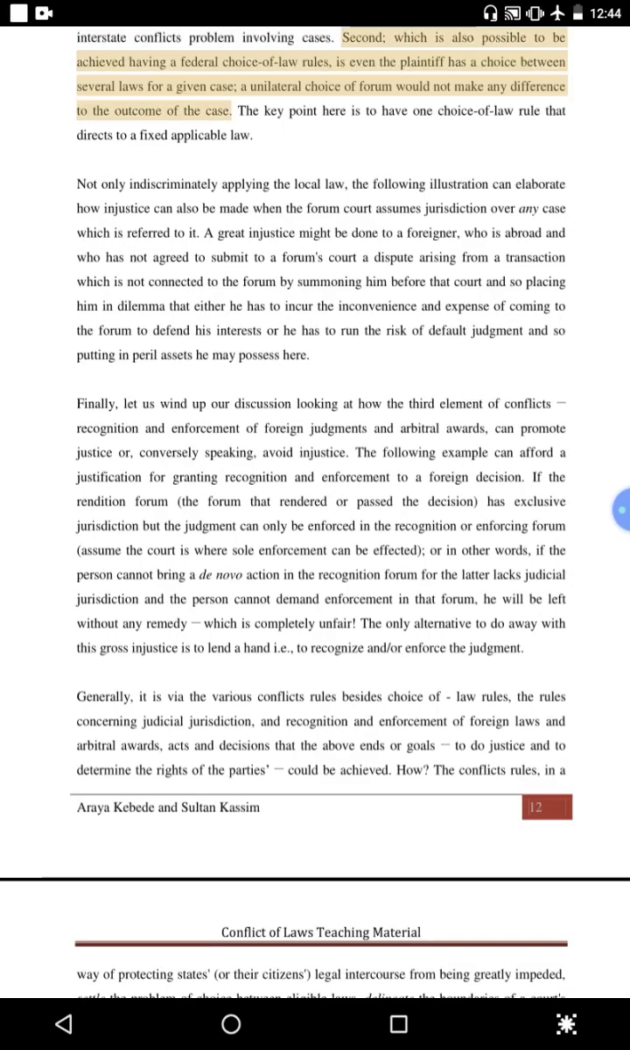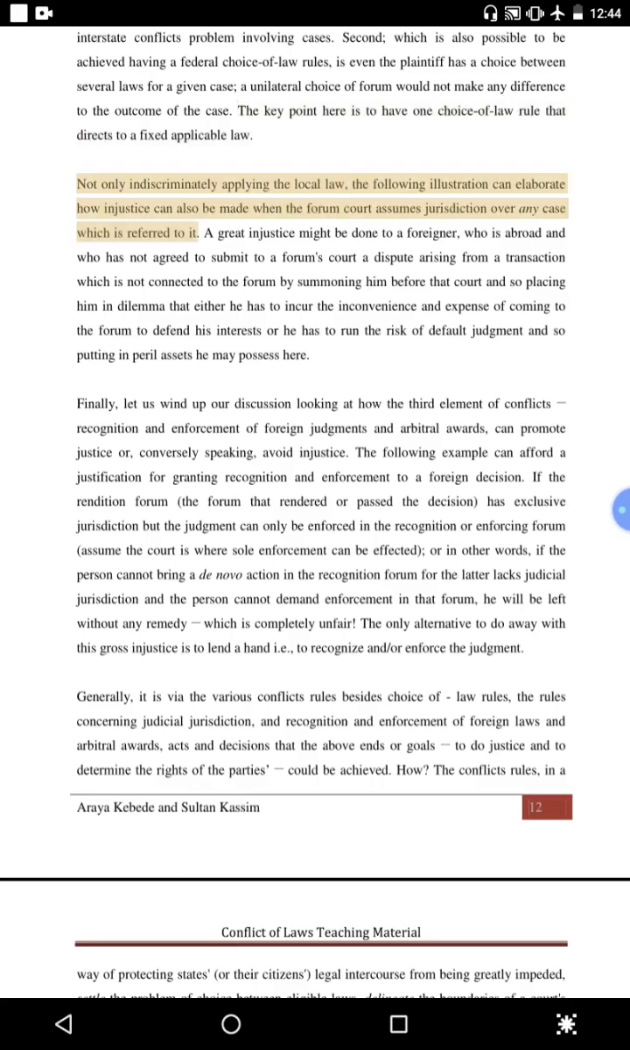Second, which is also possible to be achieved by having federal choice of law rules, even if the plaintiff has a choice between several laws for a given case, the unilateral choice of forum would not make any difference to the outcome of the case. The key point here is to have one choice of law rule that directs to a fixed applicable law.